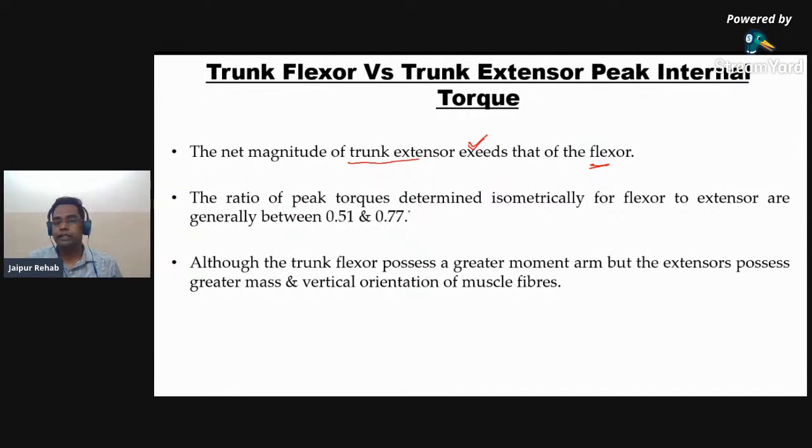So the ratio of peak torques determined isometrically for flexor to extensor is generally between 0.51 and 0.77. It is not even 1. Okay, that means it is not even equal. So it is always the extensor that exceeds the net torque. Although the trunk flexors possess a greater momentum, extensors possess greater mass and vertical orientation.